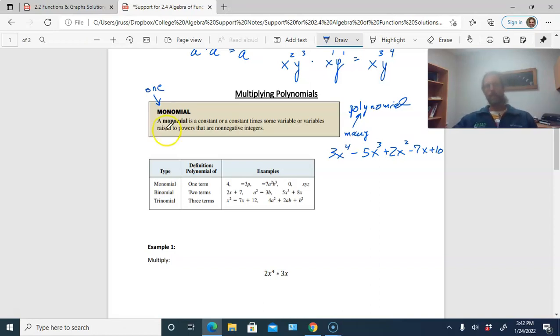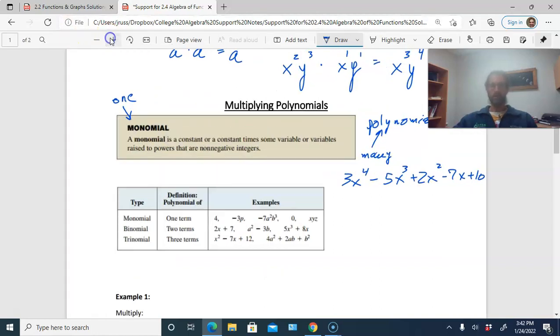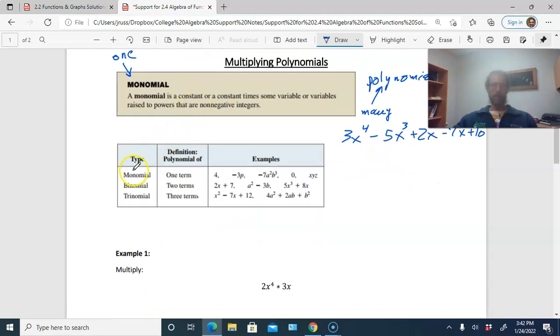So in this case, that prefix mono means one. Okay? So if you read the definition, a monomial is a constant or a constant times some variable. Okay? It's basically one term. It's a polynomial that has exactly one term in it. And there's some examples right here in this box. I'm going to zoom in. So a monomial is a polynomial that has exactly one term. So an example would just be 4. Another example would be negative 3p.